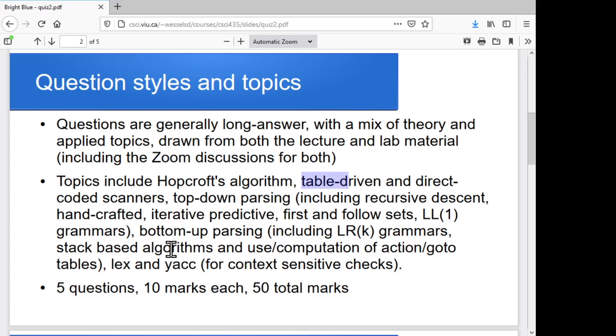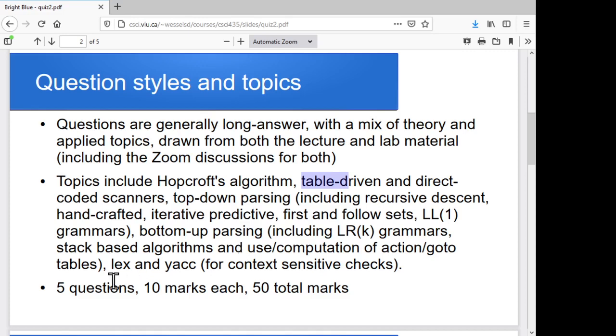We looked at stack-based algorithms for bottom-up parsing, the idea of storing all the stuff on the stack or storing states on the stack. We looked at a table-driven version of that, talking about using the action and goto tables and how we compute those. The goto and closure processes that we were using to figure out what our action and goto tables should be. And some of the stuff going on in the labs, using Lex and Yacc and doing some of our context-sensitive checking, where we're associating chunks of C code along with our grammar rules. So there's a fair bit of content there.